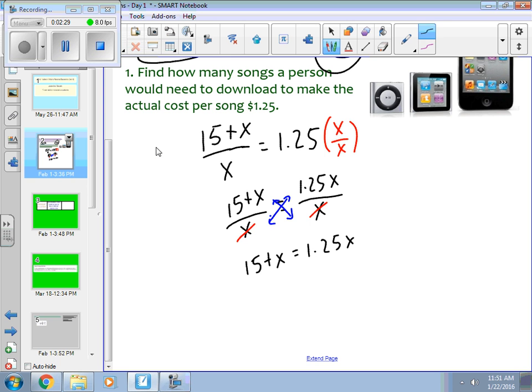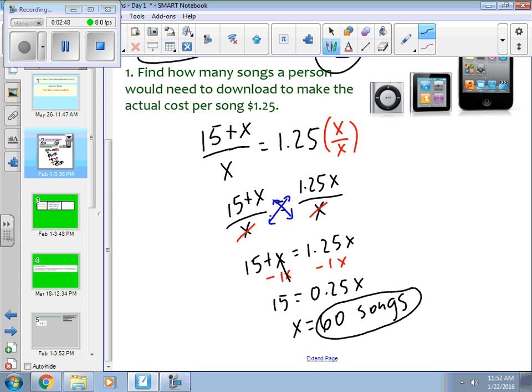So now to finish solving this, get all the x's to one side, we'd want a minus 1x here. That cancels out, so you have 15 equal to 0.25x. Then if you divide by 0.25, it looks like 60 songs it's going to take to make the average cost per song $1.25.